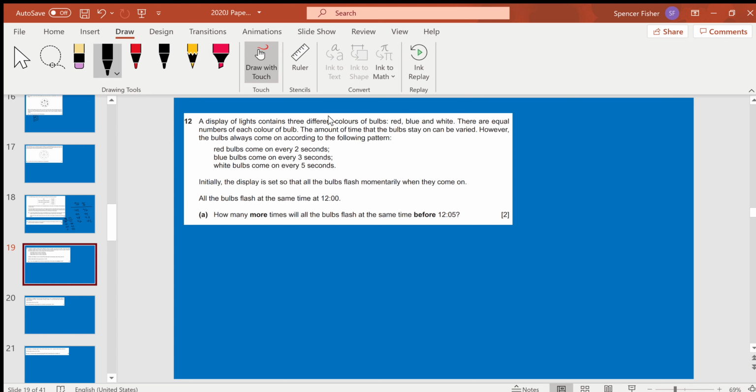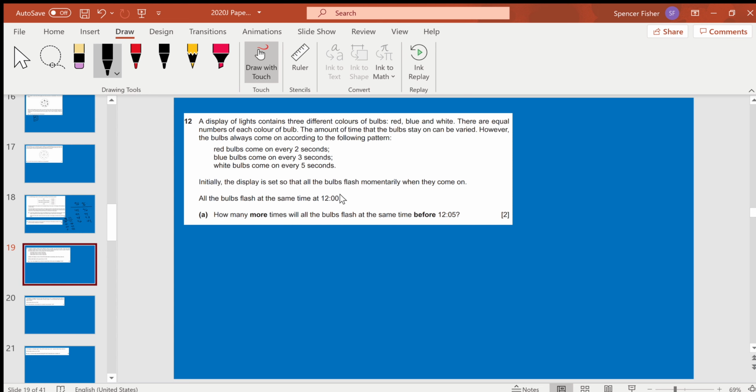So we know that they are red, white, and blue. Okay, I can see red, white, and blue. The red comes on every 2, blue is every 3, white is every 5. So we want to know how often these are going to intersect. Now they're flashing, so there's no time in between the flash.